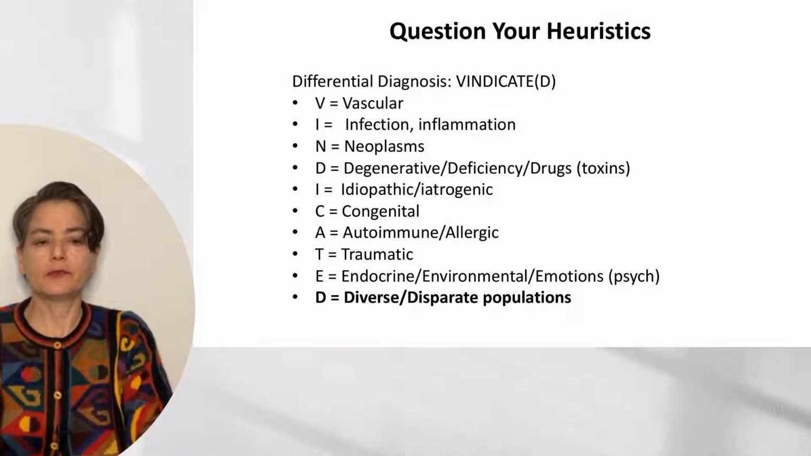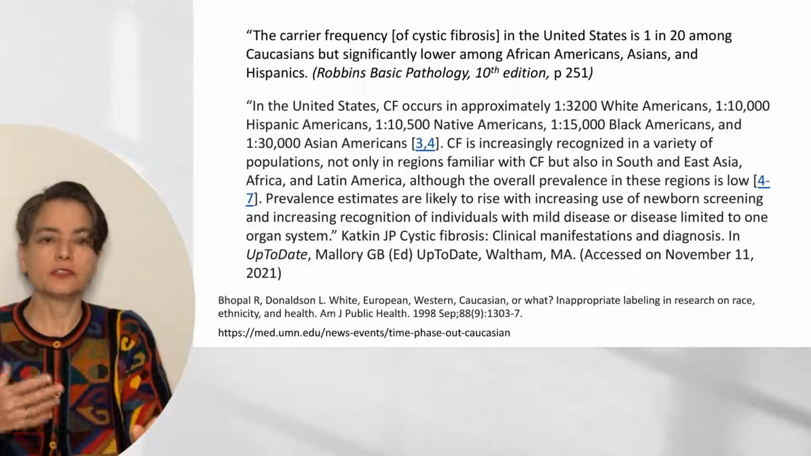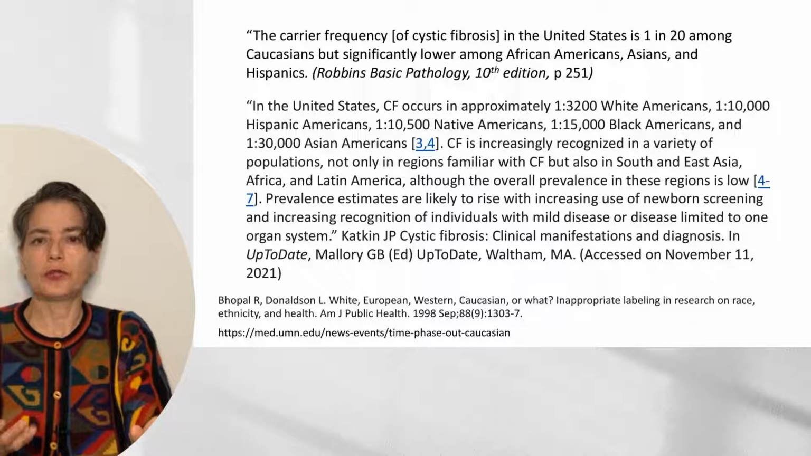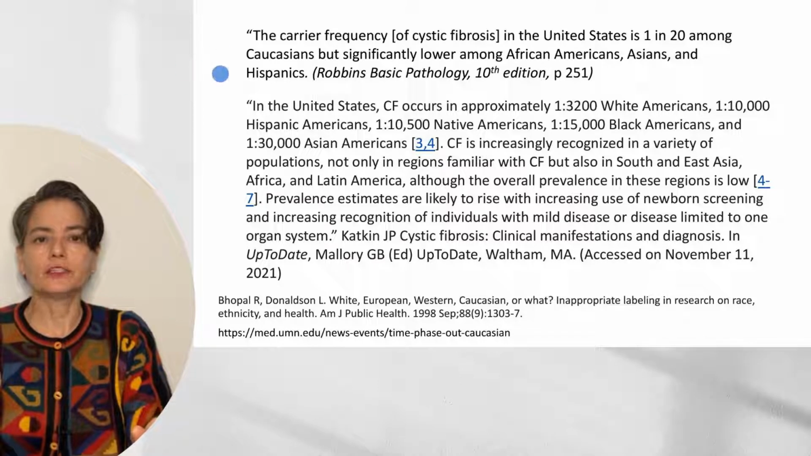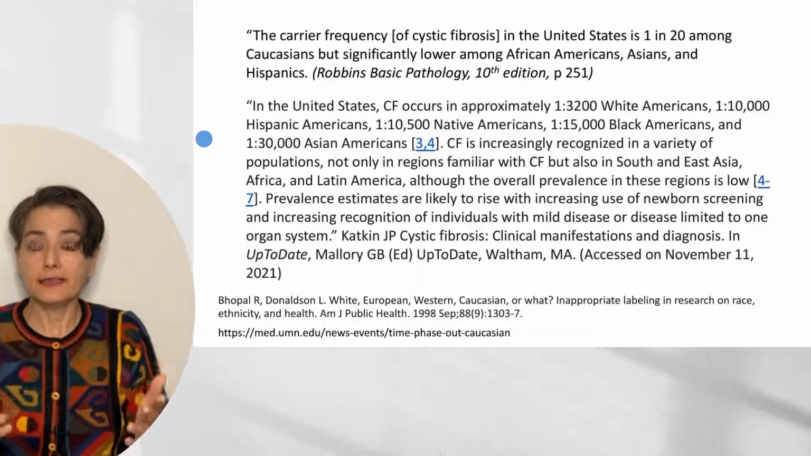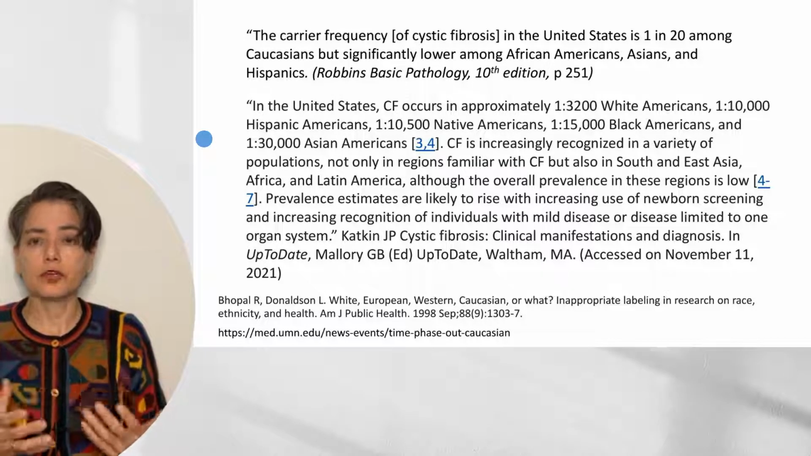I think a great example of this for us is cystic fibrosis, because cystic fibrosis is a disease that is so strongly correlated with European descent. So here are two examples from the literature, one from Robbins' 10th edition of Basic Pathology and one from UpToDate. Just as an aside, the term Caucasians is outdated and should no longer be used. Here are two references that will go into the details of why that is. But the gist of these two quotes is that cystic fibrosis is much more common in individuals of European descent.